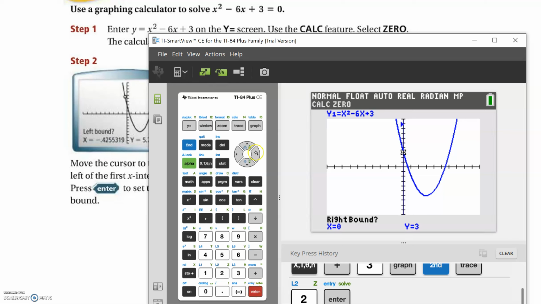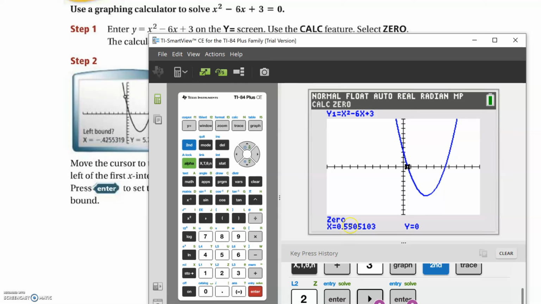That's perfect, and I'm going to move this down to the bottom and hit enter again, and I just want it to guess. So right now our zero is at 0.55.